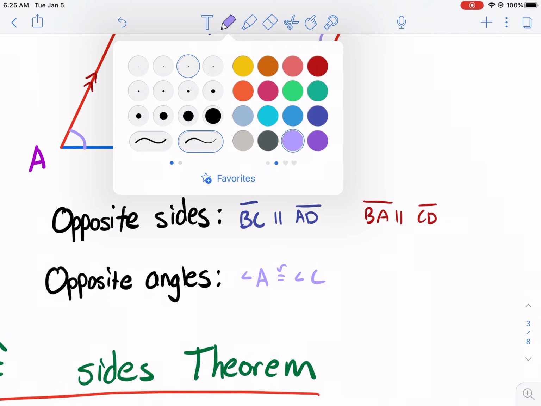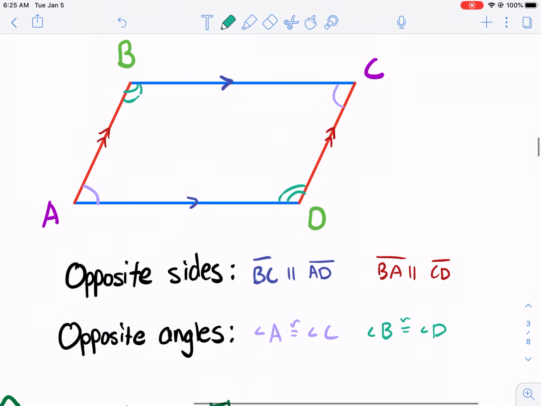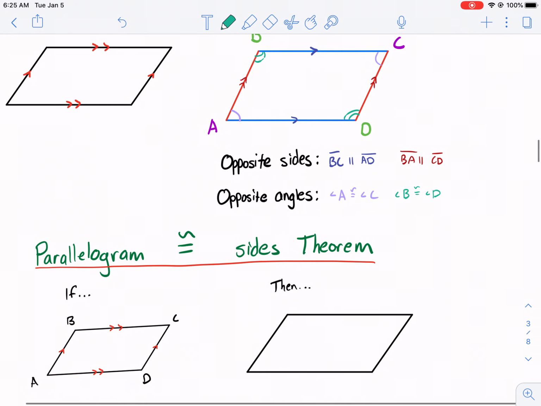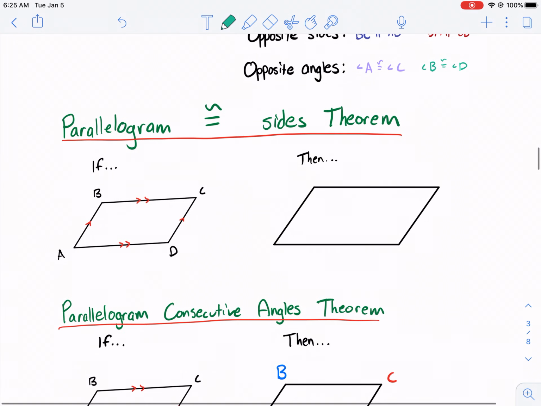Now, when we're talking about angle D, the opposite angle to angle D is angle B. So then we say that angle B is congruent to angle D. So we got the first part done. That's one of the important features of a parallelogram. And now we're going to kind of expand off that with some additional theorems.